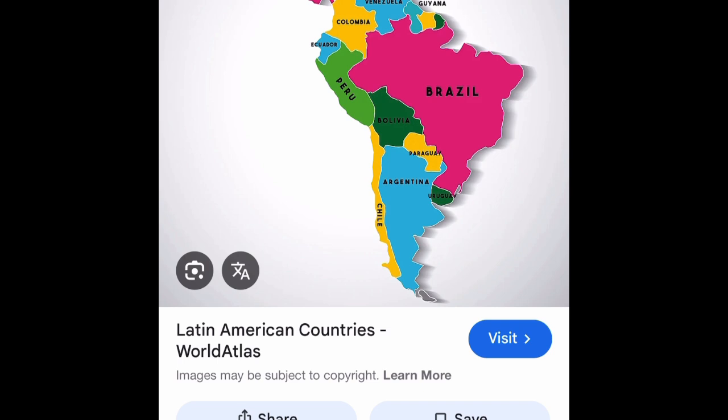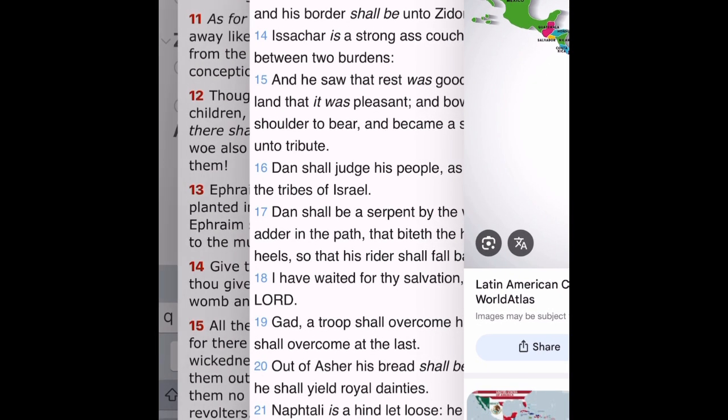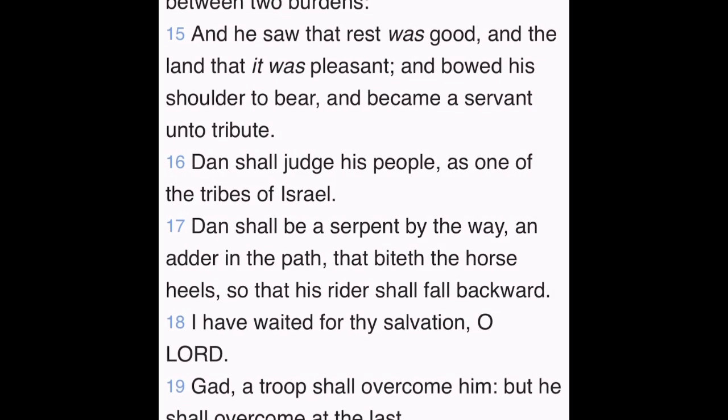Let's deal with Zebulun, which are the Guatemalans to the Panamanians in the isthmus region, and you see the geography of where they're located. Now we're going to go to prophecy and prove that's who they are. Verse 13: Zebulun shall dwell at the haven of the sea. That's talking about the isthmus, because Zebulun is literally between two oceans, the Pacific and the Atlantic.